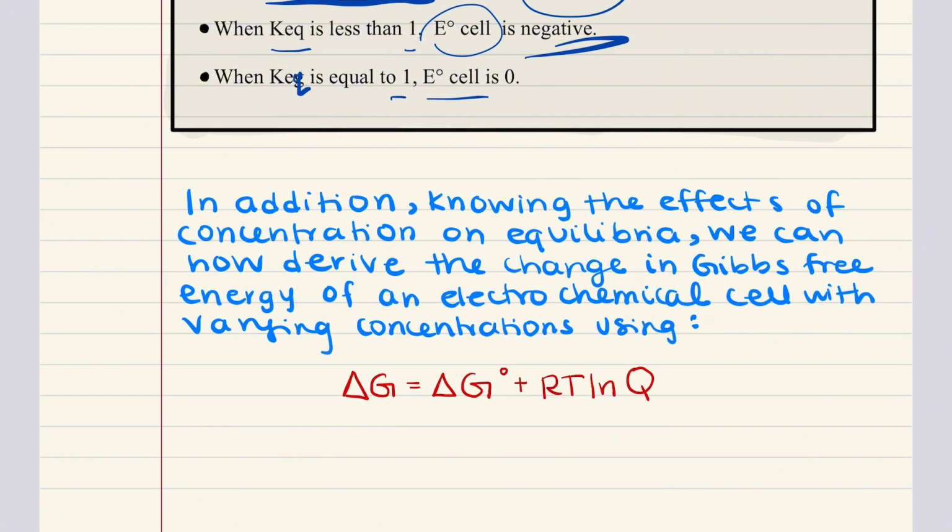Now, knowing the effects of concentration on equilibria, we can now derive the change in Gibbs free energy of an electrochemical cell with varying concentrations using this equation, where delta G is the free energy change under non-standard conditions, delta G naught is the free energy change under standard conditions, and R is the ideal constant, T is the temperature, Q is the reaction quotient.